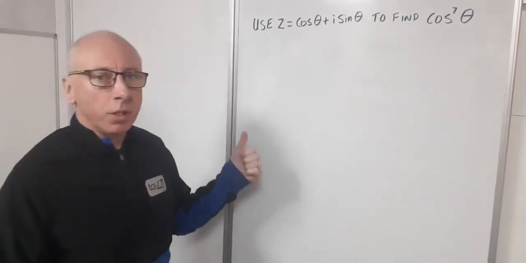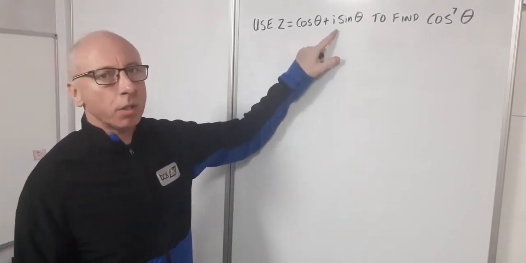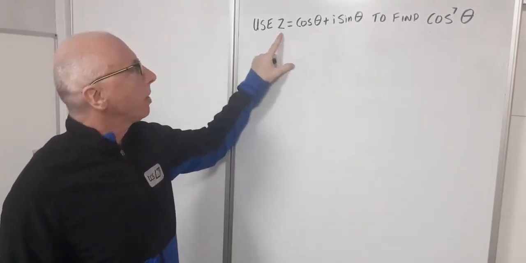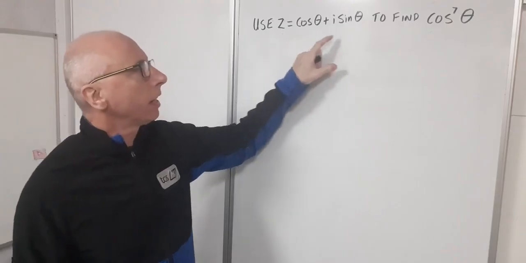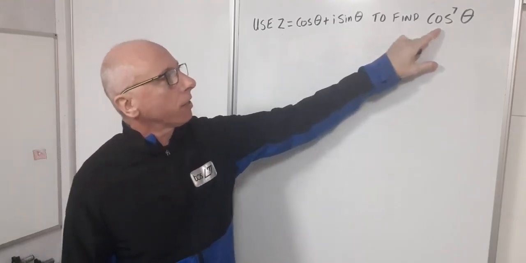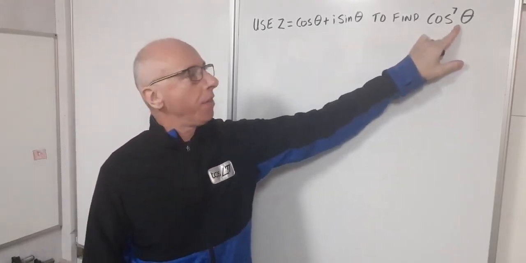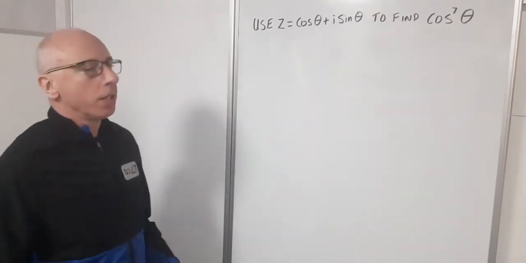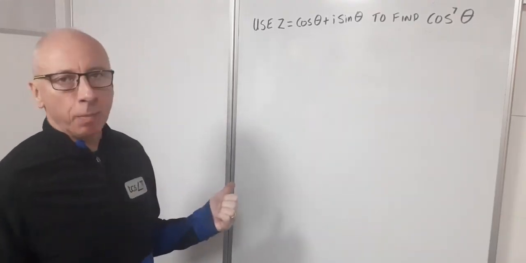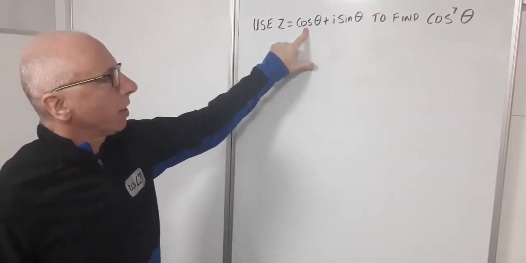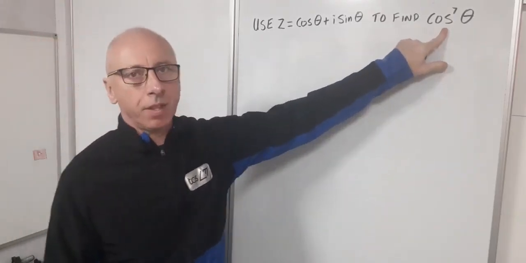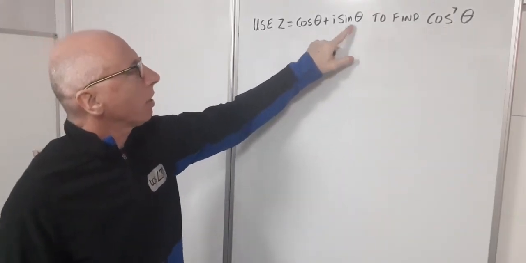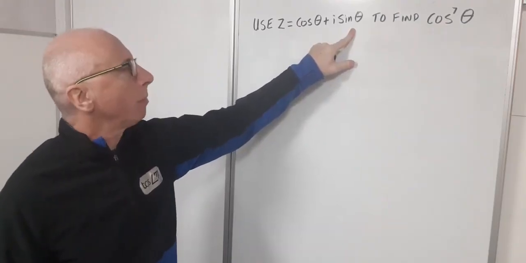So in this video we're going to use z equals cosine theta plus i sine theta, the representation of complex numbers in trig format, to find cosine to the power of 7 theta. So how are we going to go about doing that? We've got the cosine theta in here and we've got cosine to the 7 theta here. So we've got this i sine theta which we need to do something about.